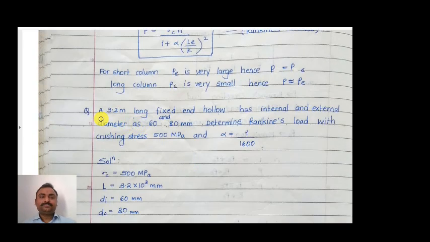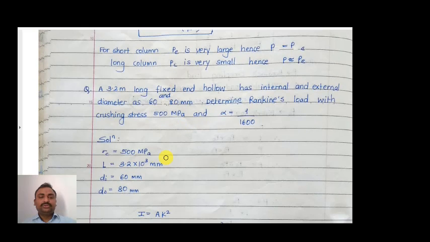A 3.2 meter long fixed end hollow column has internal and external diameter as 60 and 80 mm. Determine Rankine's load with the crushing stress 500 MPa and alpha 1 by 1600. Okay, so the crushing stress is nothing but sigma c, alpha is Rankine's constant, inner diameter and outer diameter are given, and the length is also given. Okay, what we need to determine? Rankine's load. So just write the given data: sigma c, length, inner diameter, outer diameter.